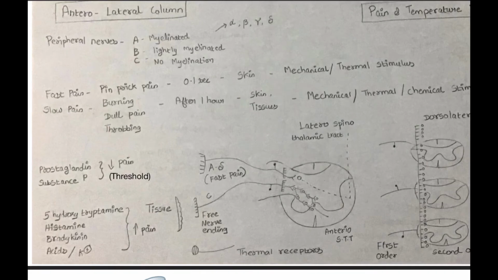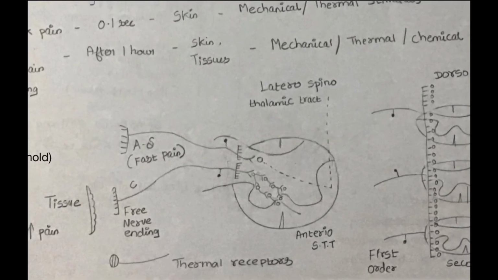Let us go to the anterolateral column here. So here the nerve fibers from the free nerve endings in the skin, this A delta fiber carrying the fast pain, will go to the dorsal root of the spinal cord. It will first meet the first order neuron in the dorsal root ganglion, and it will enter the spinal cord. And this C fiber carrying the slow pain, also from the free nerve endings, goes the same way.